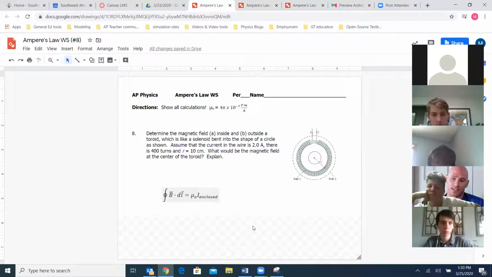In my opinion, that last one's probably the easiest one. Probably inside the slinky is also somewhat doable. It's not that hard. Probably the hardest one is path 2.